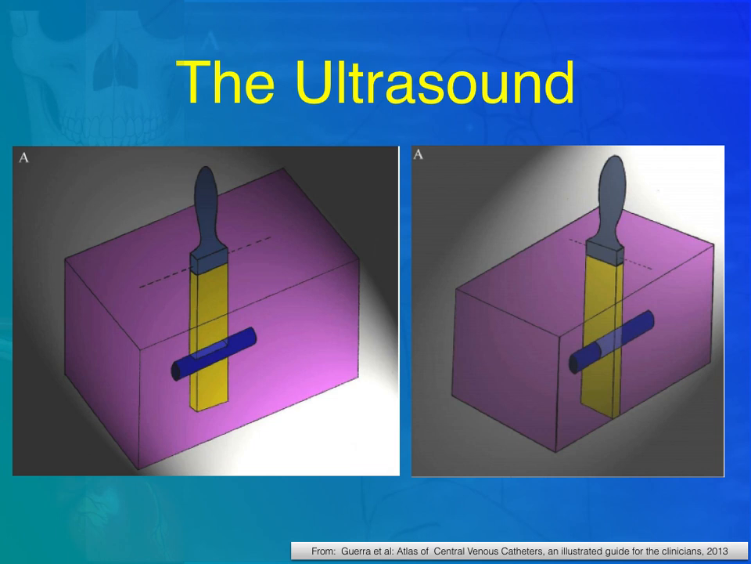So the probe that you will use is the linear array probe, and as we discussed before, you can have a longitudinal view of the vessel like we see in the first picture, or an axial cut of the vessel when you attempt to cannulate. I usually use the axial or transverse cut.